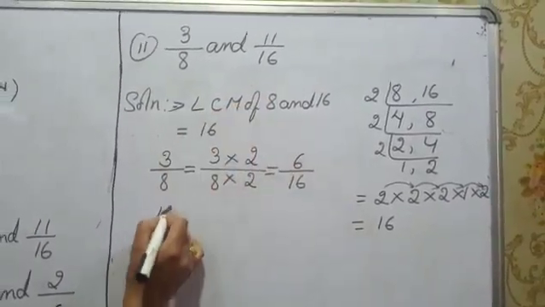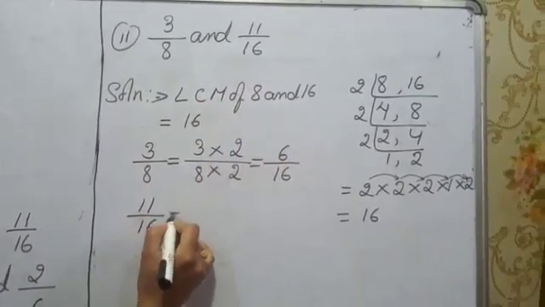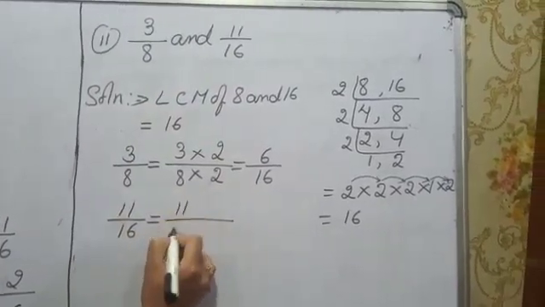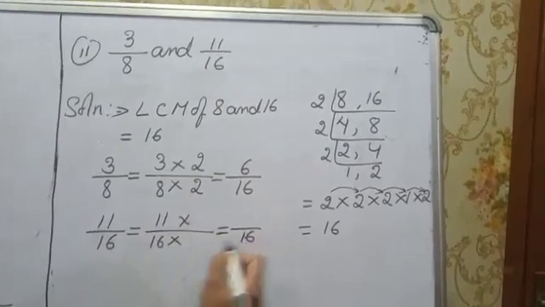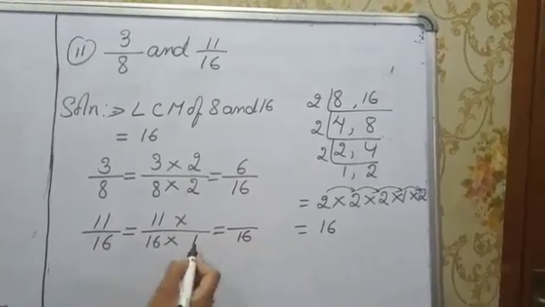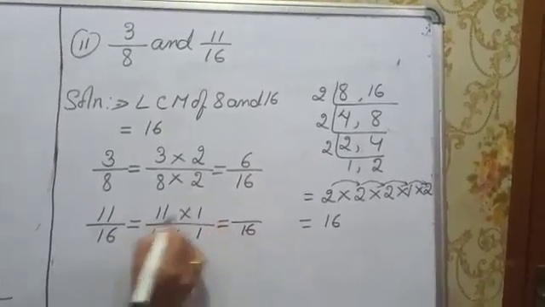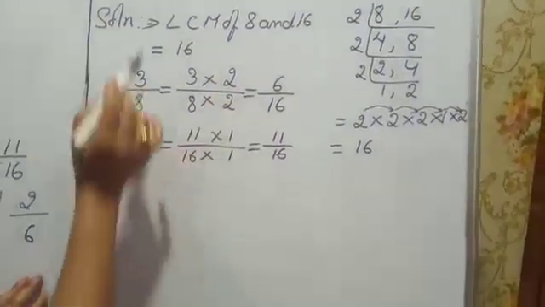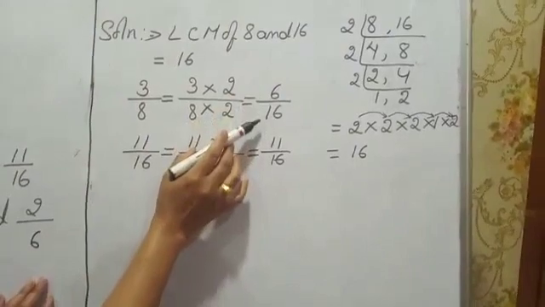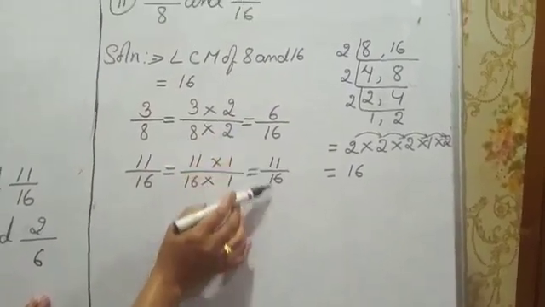So 3 twos are 6. Then the next fraction, 11 by 16, here also the same. The denominator is 16, 16 1s are 16, and that 1 we multiply in the numerator, 11 1s are 11. Now we have converted the given unlike fractions into like fractions with the denominator 16.